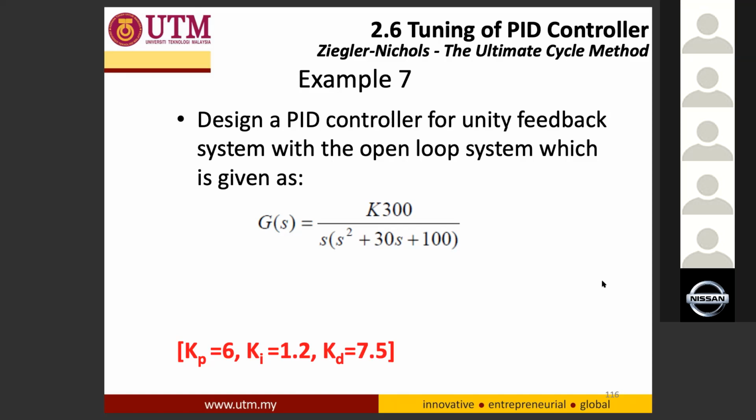Can you read the question, please? Example 7. Design a PID controller for a unity feedback system with the open loop system given as G(S) equals K times 300 over S squared plus 30S plus 100.